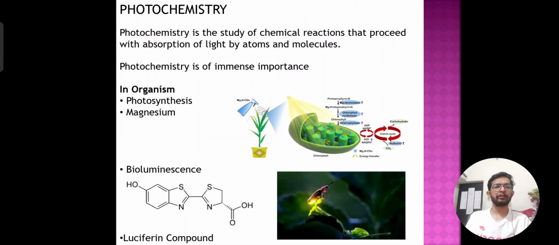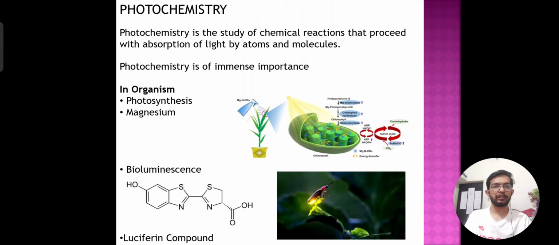First of all, photochemistry is defined as the study of chemical reactions that proceed with absorption of light by atoms and molecules. Photochemistry has an immense importance in our day-to-day life as well as in the chemical industry. Let us walk through some examples.